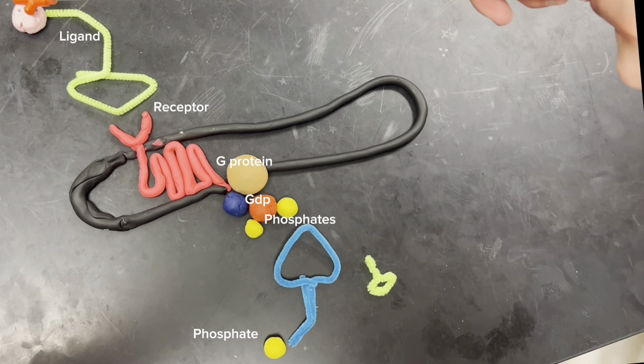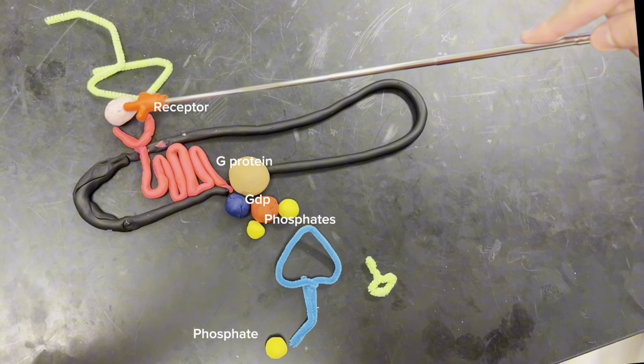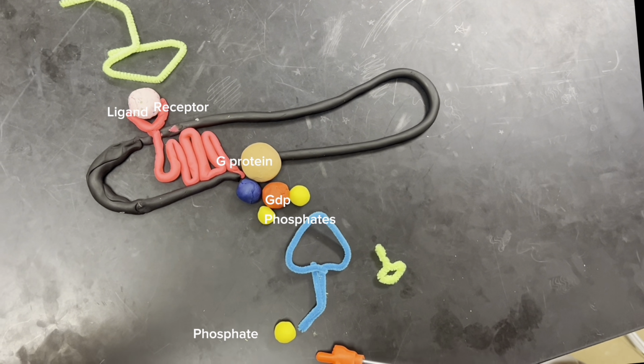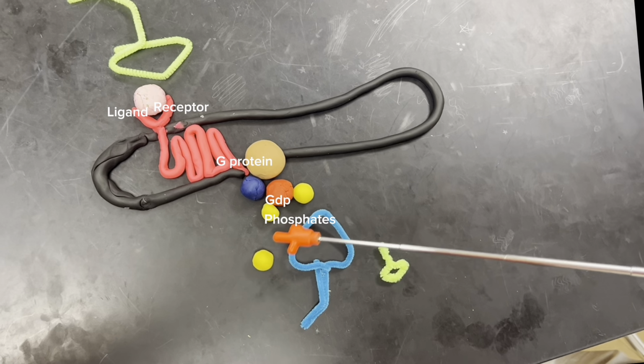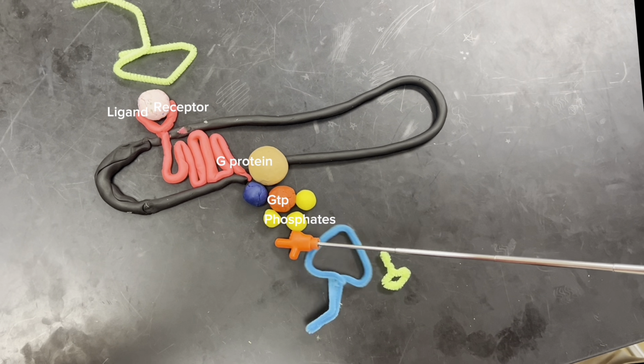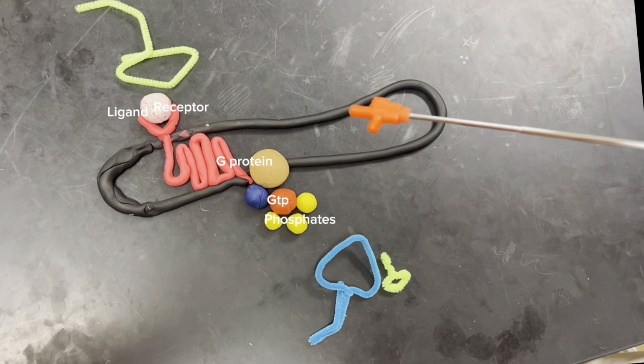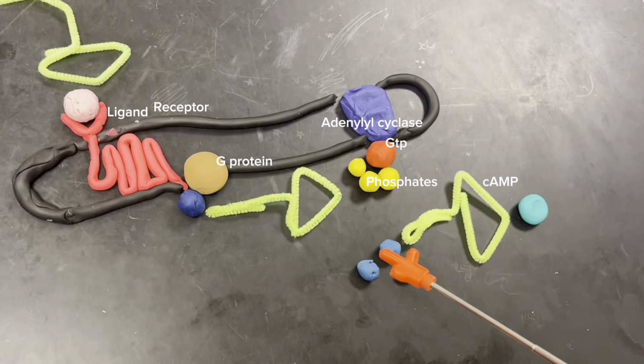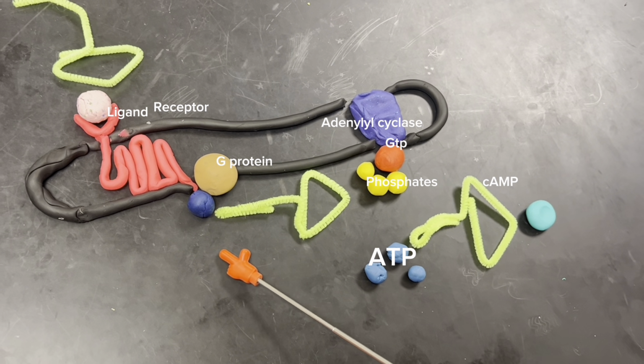A ligand binds to the G protein coupled receptor on the outside of a cell. GDP is exchanged for GTP and the G protein becomes active, and the GTP moves to adenylyl cyclase. Adenylyl cyclase converts ATP into cAMP. cAMP stands for cyclic adenosine monophosphate. It's a secondary messenger, a small molecule inside the cell that helps carry and amplify signals from the outside to the inside.